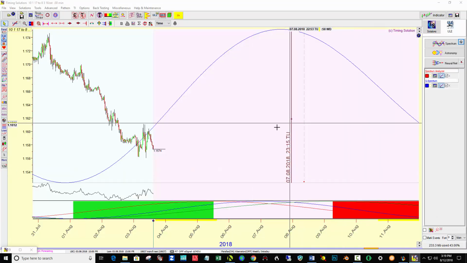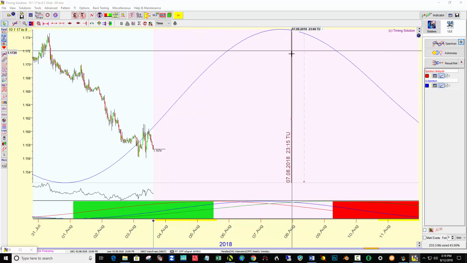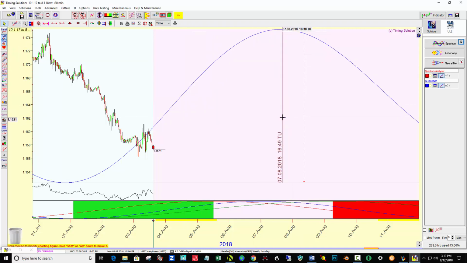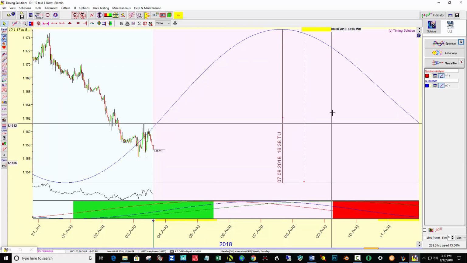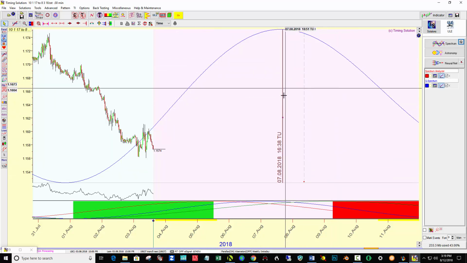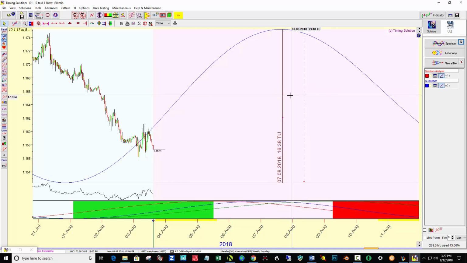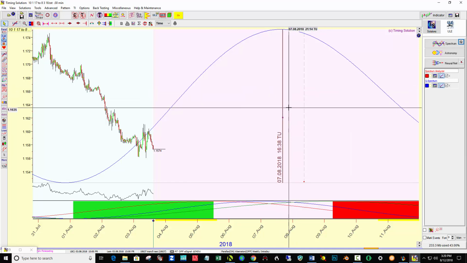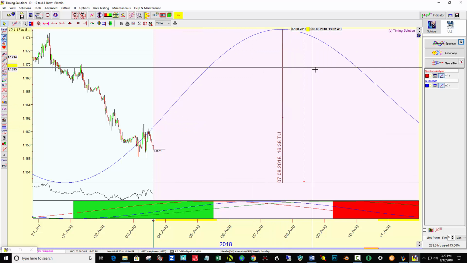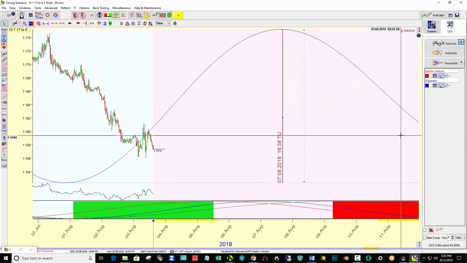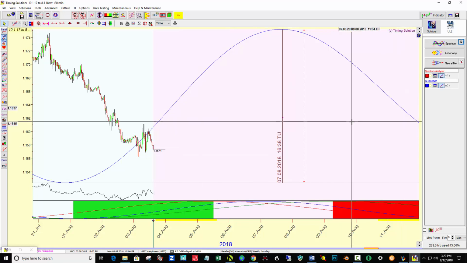So here's a virtually perfect curve that goes up to late Tuesday. Any place in here would have been a nice long until that period, and then short until the end of the market on Friday. This is a Q spectrum now.